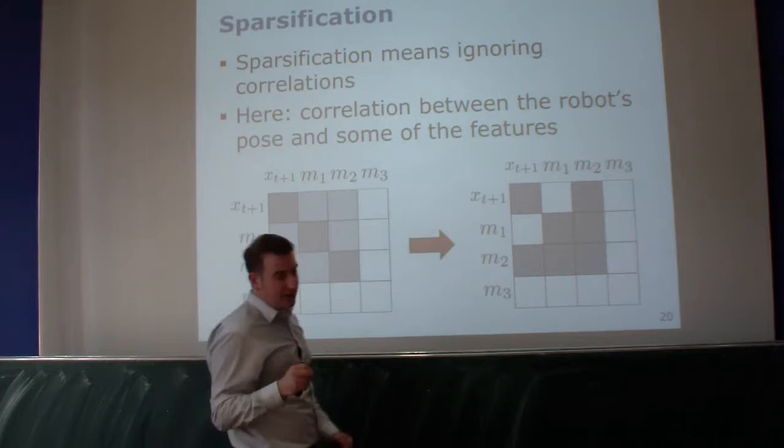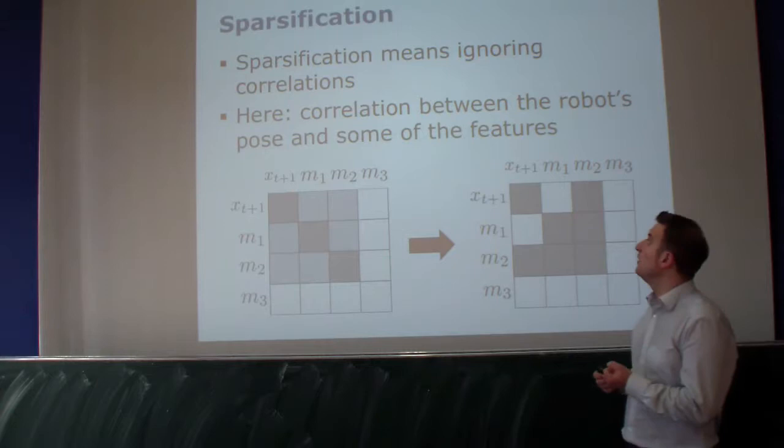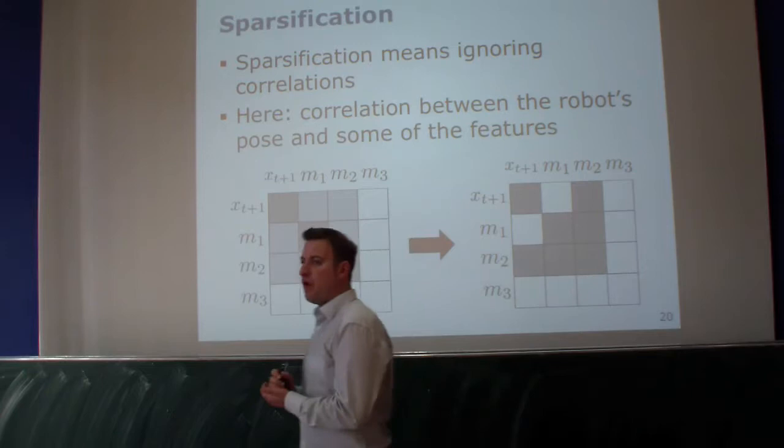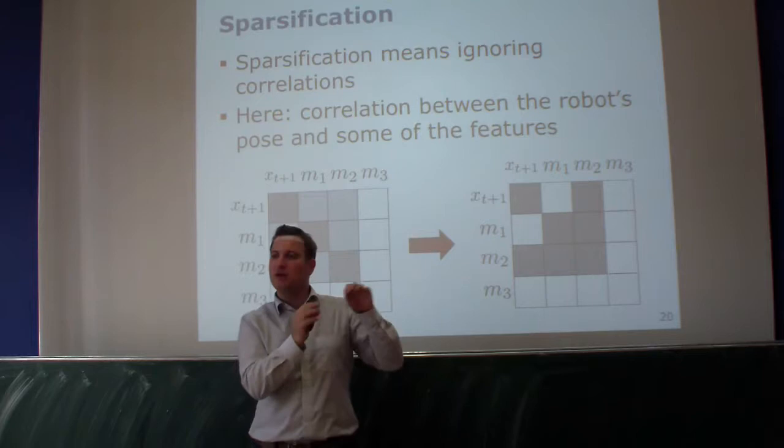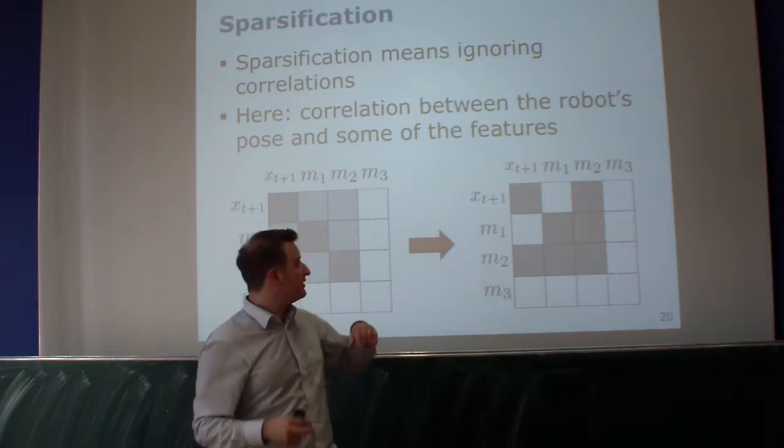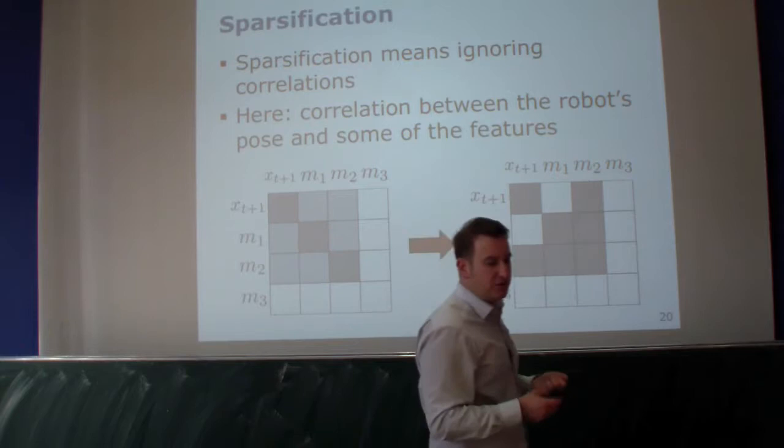So sparsification means ignoring correlations between random variables. So we lose some information. And what we are doing here is removing the correlations between the robot's pose and some landmarks. We keep the correlation with some landmarks, and with some landmarks, we want to remove them. And in order to decide which one we eliminate and which one we keep, the sparse extended information filter introduces the concept of so-called active and passive landmarks.